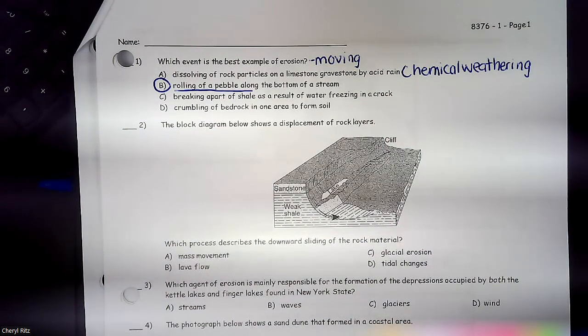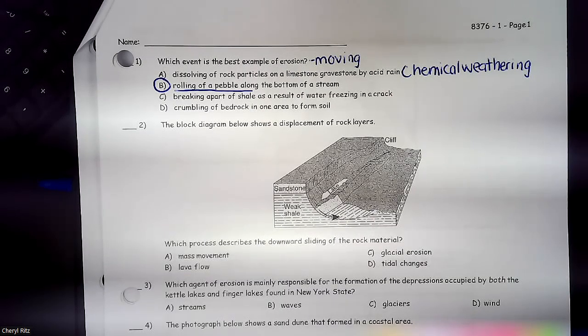How about answer C, breaking of shale as a result of water freezing in a crack? No, it's not it. What is it? That is weathering again. That is what kind of weathering? Water freezing in a crack. Frost action. Root action is, oh, never mind. It's not the next one. I thought it was. Crumbling of bedrock. Again, that's an example of weathering, breaking the rock.